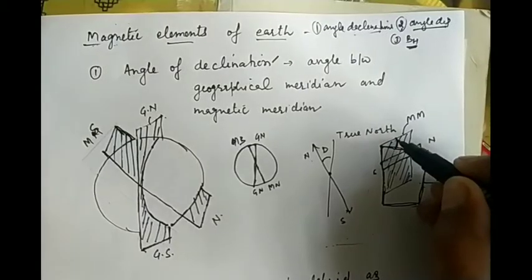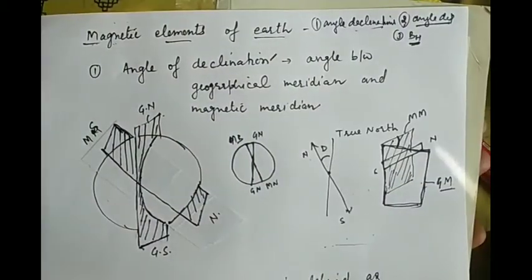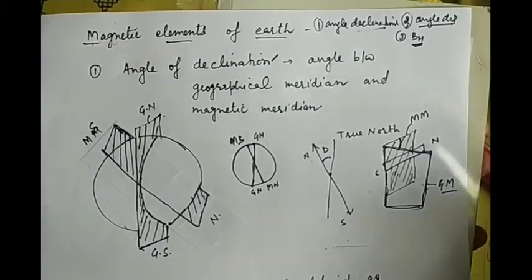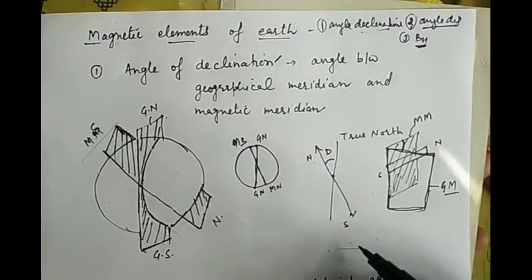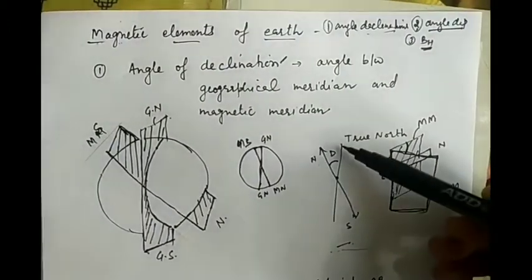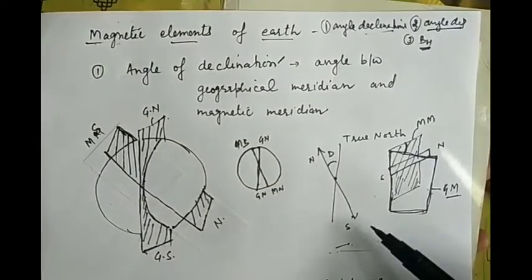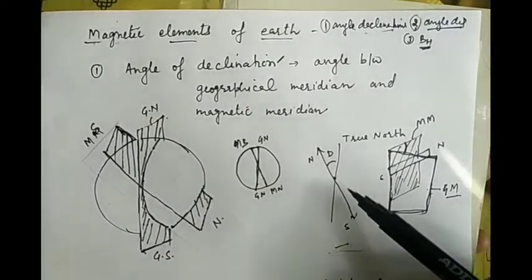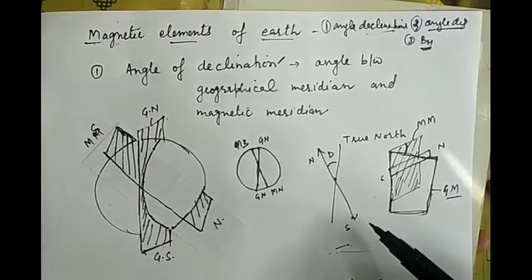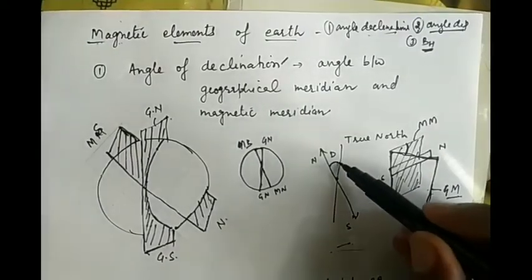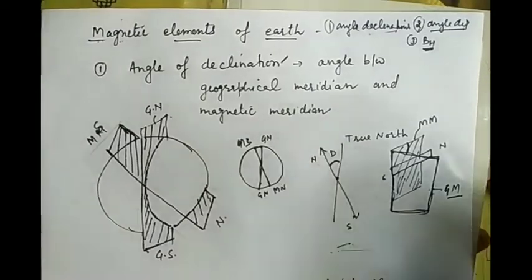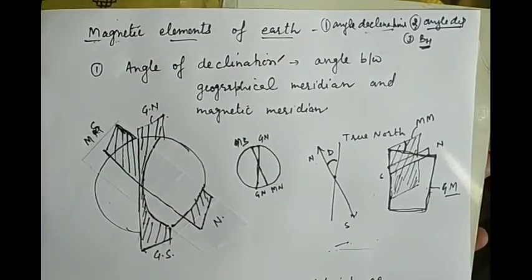So now, the angle of declination is the angle between the geographical meridian and the magnetic meridian. The angle made by the magnetic meridian and the geographical meridian is known as the angle of declination. See in this diagram also, if this is the true geographical north-south direction, and you hang a bar magnet, it points along this direction. The angle it makes is known as the angle of declination.